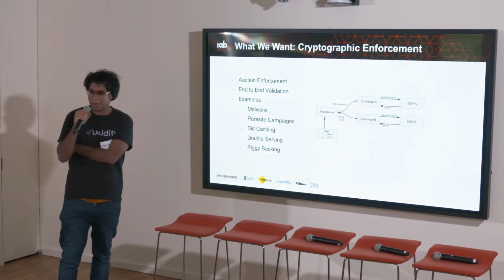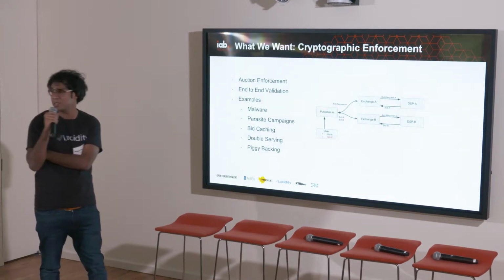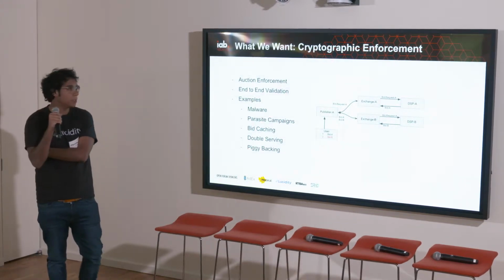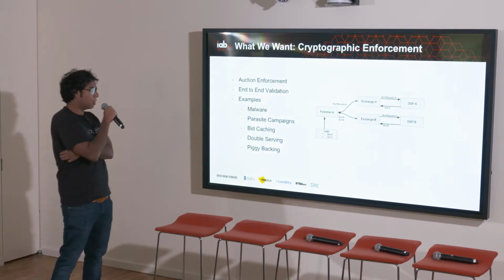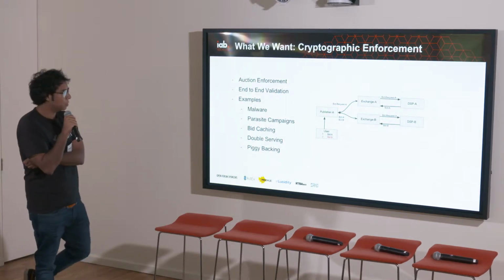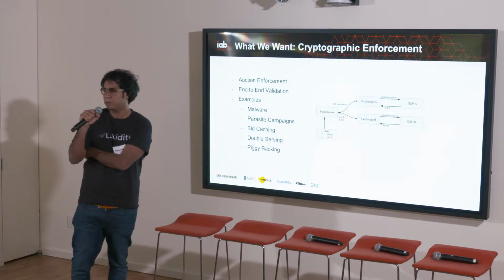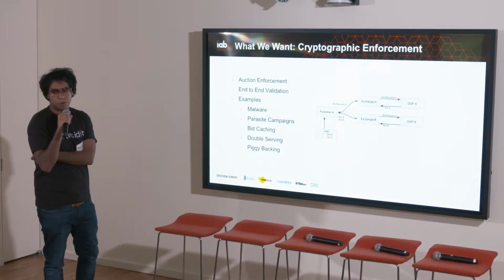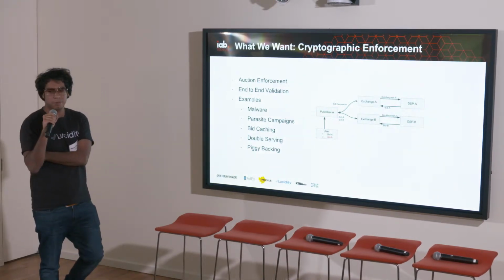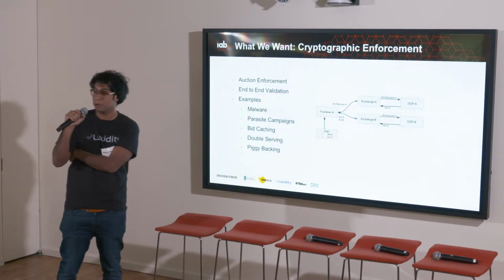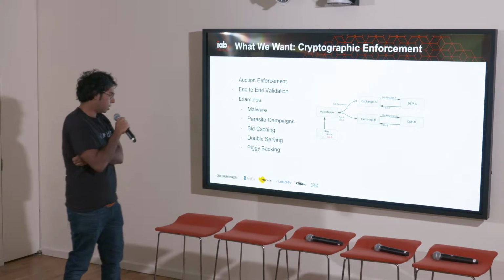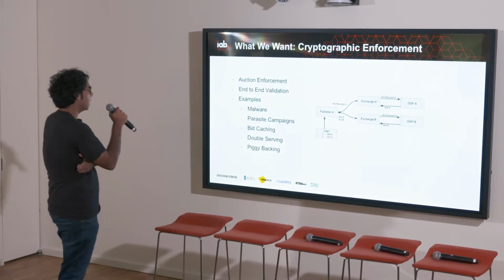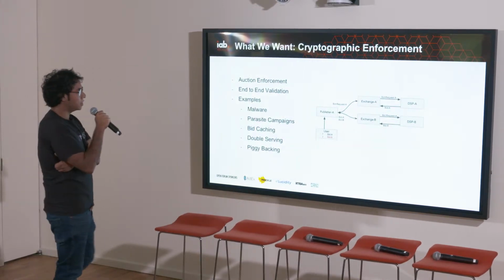Yeah, basically there was a lot of talk about ads.cert and all this, and that's basically what we want, right? Within OpenRTB, within programmatic, within AdTech, we want cryptographic enforcement. We want auction enforcement. I know Google is moving into this area of a unified auction. We can do that without Google, right? We can create systems in which OpenRTB can actually be enforceable with safe auctions, and yeah, no Google. And then we want end-to-end validation.